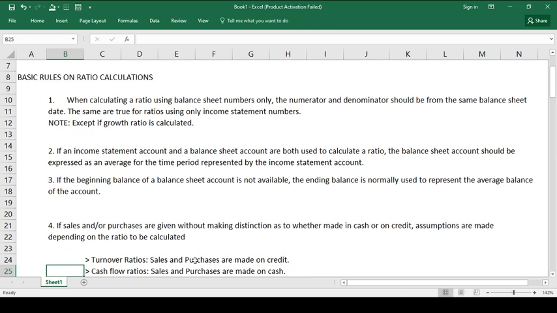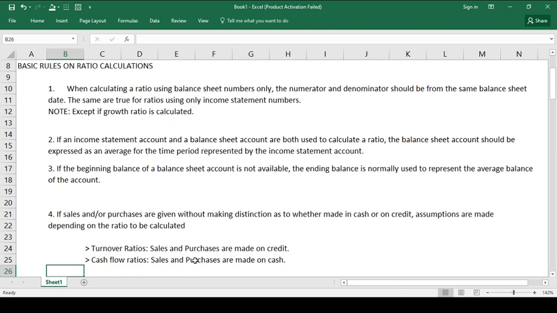The fourth rule is that if sales and/or purchases are given without making distinctions, ibig sabihin, hindi binigay whether that sales is in the form of cash or in the form of credit. Same with purchases. If the purchases are in the form of cash or credit, hindi po binigay, or without making distinction as to whether made in cash or on credit, the assumptions are made depending on the ratio to be calculated.